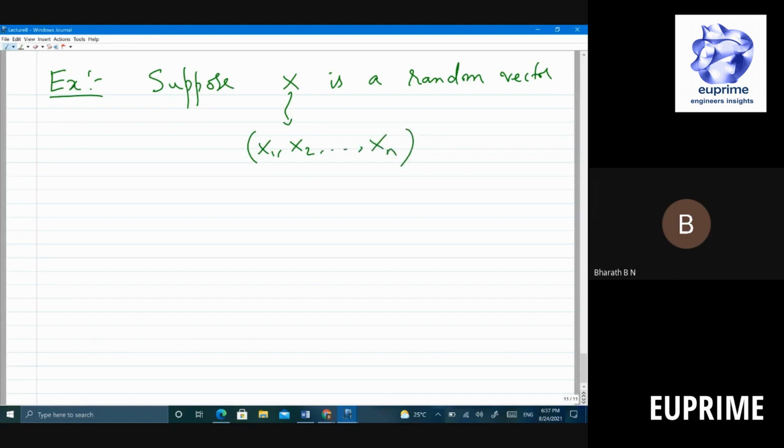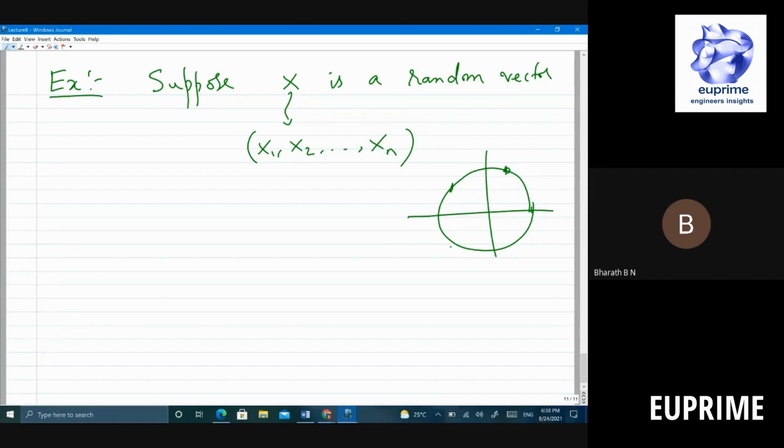So x1, x2 could be correlated. In fact, x1, x2, and so on up to xn can have a joint distribution, or it can be IID and so on. It doesn't matter. You have n random variables put together, it's a random vector. So how do you generate a random vector? There are many ways. For example, if you want to generate a two-dimensional random vector, you take a circle of unit radius and randomly pick one of these points. That will be a realization of a random vector.